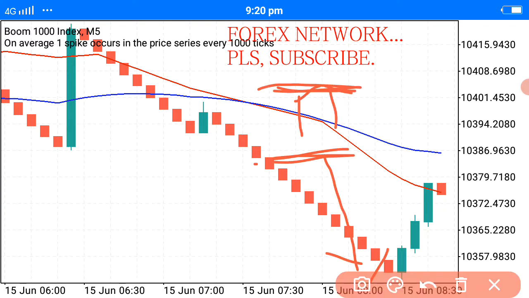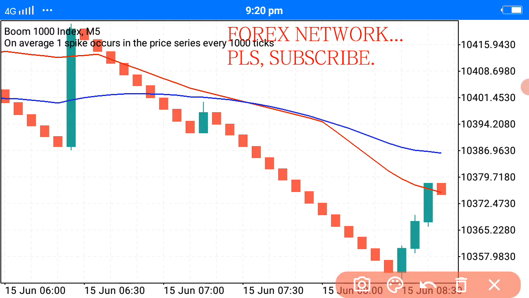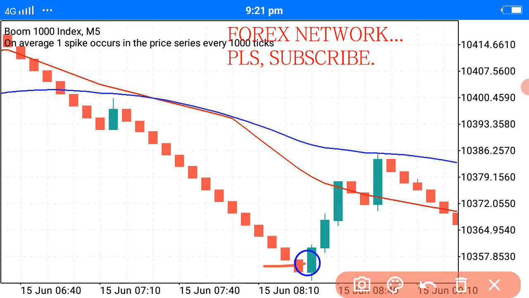Okay, good. So this is where we'll be taking our profits. This is the candle that hit our take profit. So that means we entered 5 trades and we've made 3 profits. So I'm sure you can really understand this strategy at this level. Remember, it's for both the boom and the crash. So please do well to watch the video over and over again.